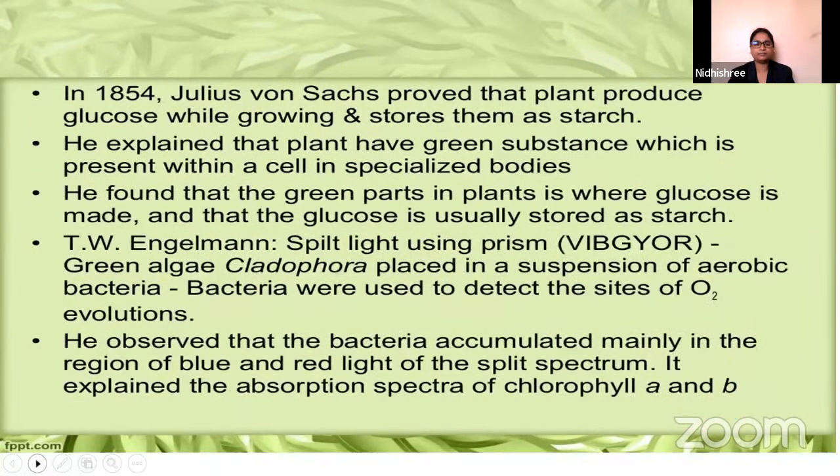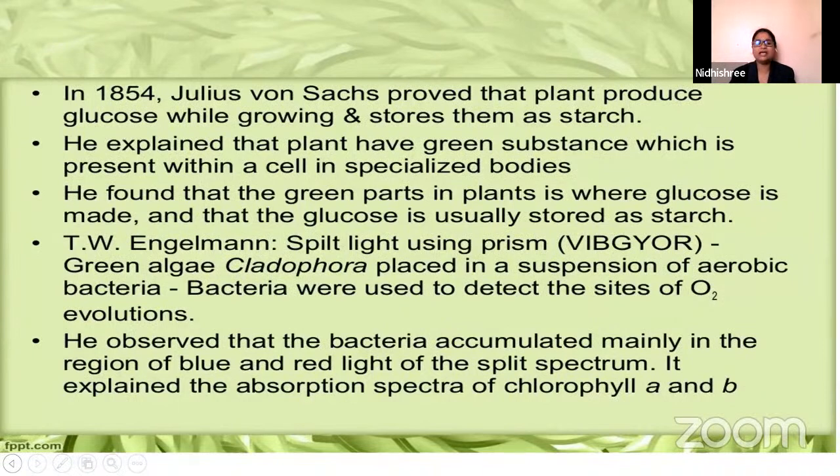One more thing. In 1854, Julius von Sachs proved that plants produce glucose while growing and store it as starch. Please note down the scientist name Julius von Sachs, who proved plants produce glucose. He explained that plants have green substances present within a cell in specialized bodies. At that time, chlorophyll was unknown, so he mentioned it as a green substance. He found that green parts in plants are where glucose is made, and that glucose is usually stored as starch.